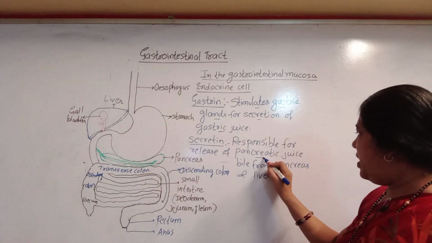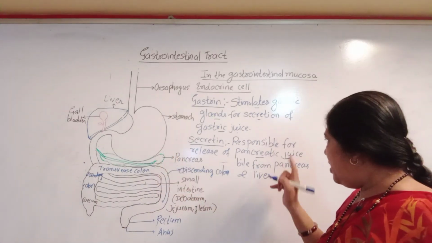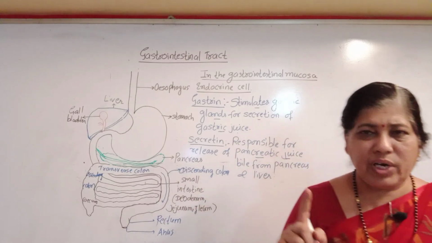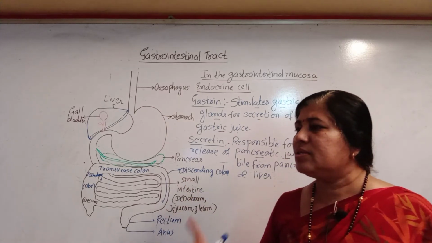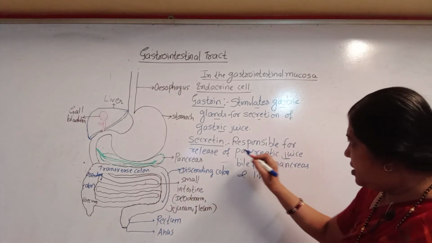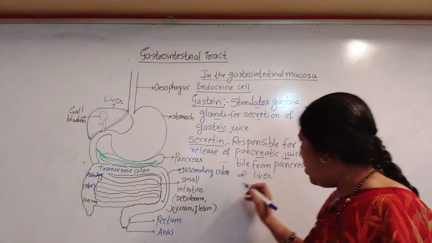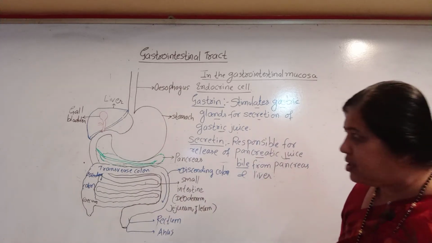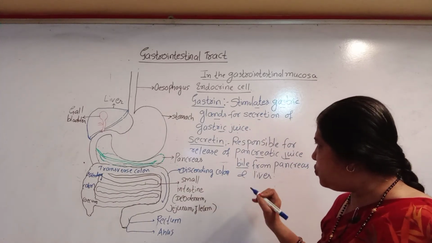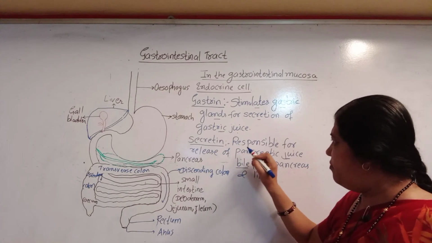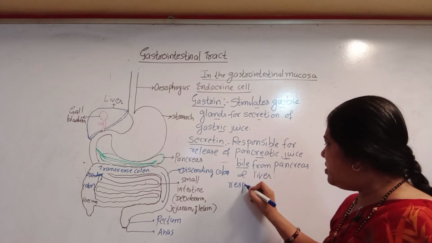secretion of pancreatic juice from exocrine part of pancreas, and pancreatic juice contains water, bicarbonate ions and enzymes. Pancreatic juice plays an important role in digestion, and secretin also stimulates liver for secretion of bile juice. In liver, gallbladder is present, that gallbladder secretes bile juice. So secretin is responsible for release of pancreatic juice and bile from pancreas and liver respectively.